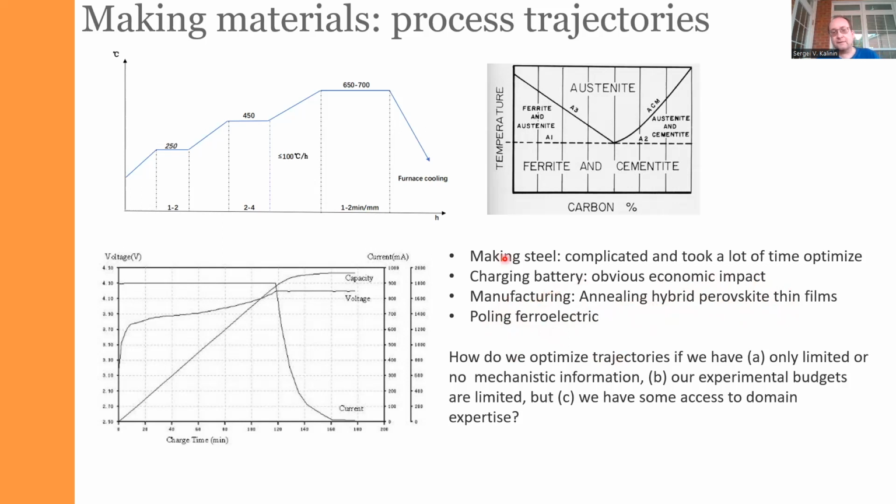In some cases, like when you make steel, that's a system which is very well explored in terms of the mechanism. However, the question becomes, can we optimize the trajectories if we have limited or no mechanistic information, when our budgets are limited, but we have some access to domain expertise? For example, can we make the charging of the battery better? Currently, a battery is essentially charged in two segments. One is when you keep the current constant and trace the voltage. Once the voltage approaches some threshold, you fix the voltage and monitor the current. Surely we can do better than that. Not sure how much better, but this is a relatively simple optimization trajectory.